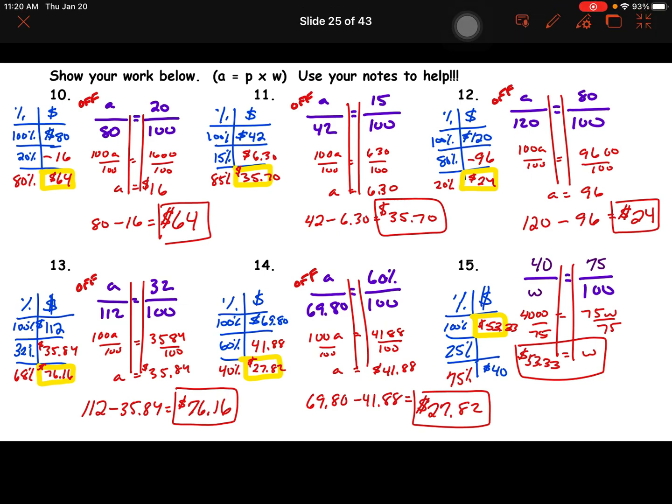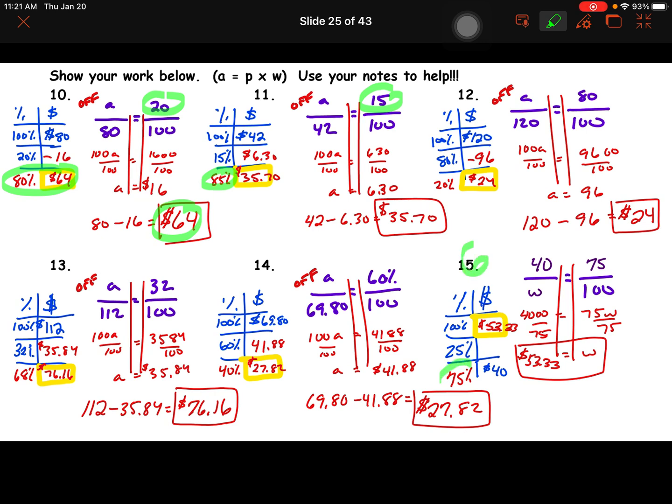So as we look at the first 5 questions here, you can use the table and find the shortcut to find the sale price, or you could subtract. You could have done 80% instead of doing 20% here. That would take you directly to the 64. Instead of doing 15% on number 2, you could have used 85%. It would take you directly to your answer, and so on.